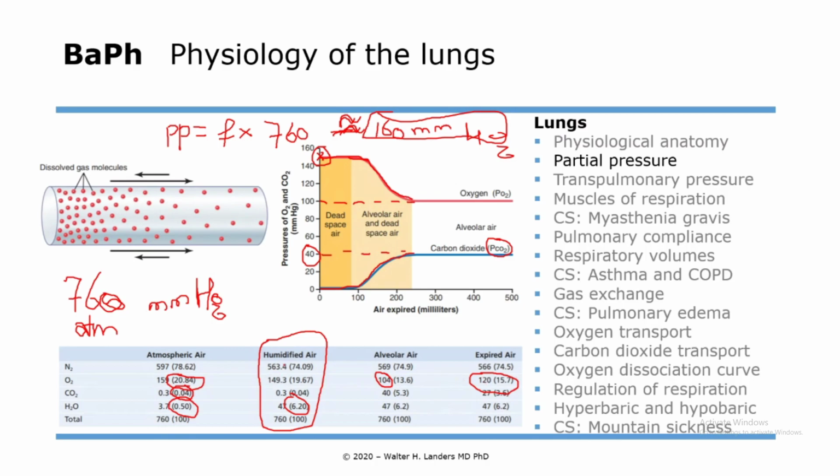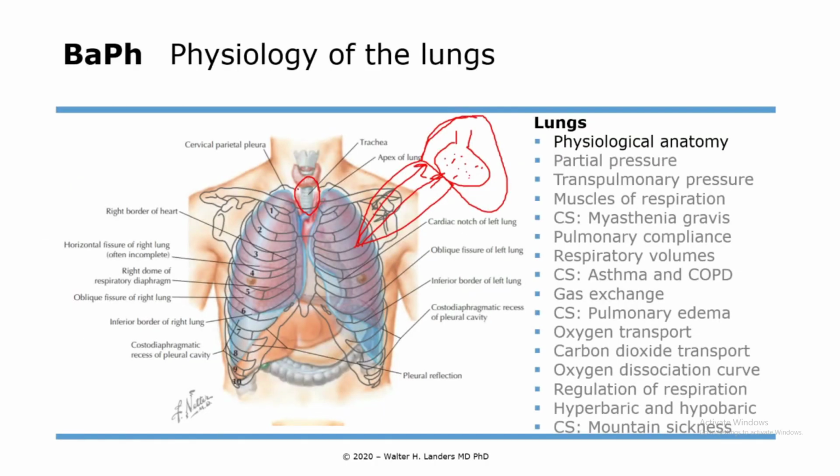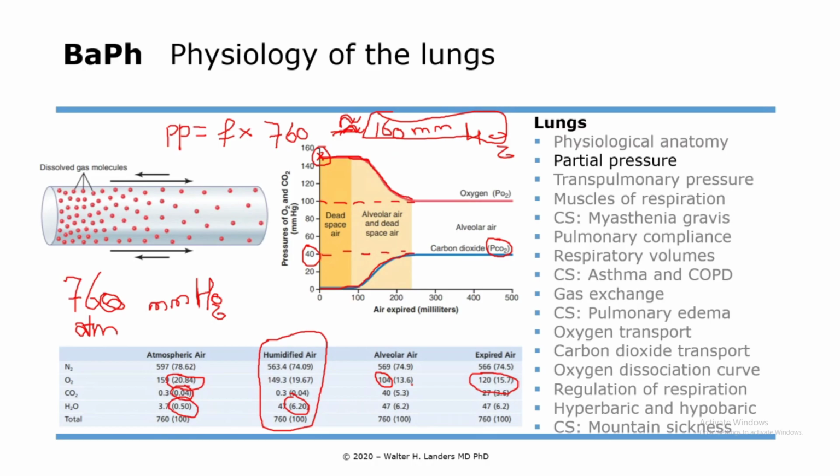People ask, what's the humidified air? Atmospheric air is when it's outside of your mouth, but as soon as it goes into your respiratory tract, your respiratory tract will humidify the air. So this is air that's inside of your trachea, at the top here. And then over here you have the mixed air, and then the air in the alveoli, which is over here. And expired air is when you breathe it out.